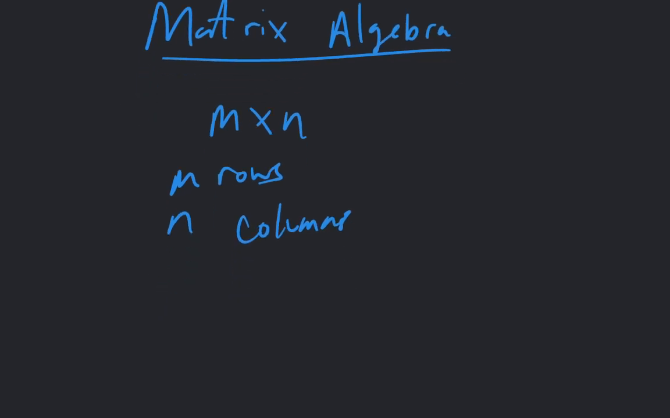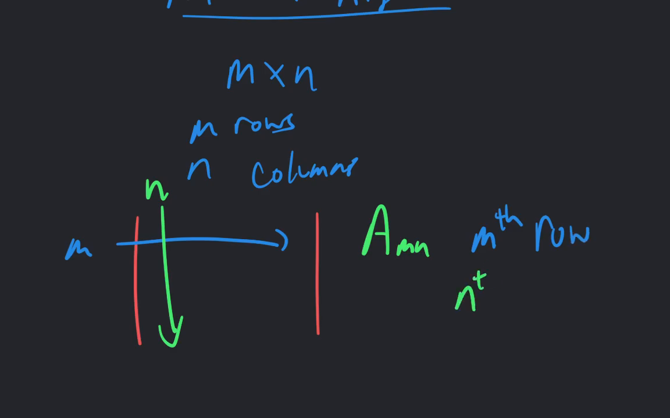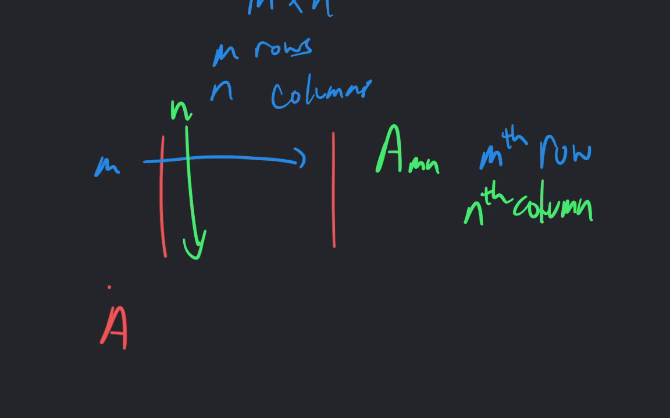Matrix algebra. A matrix has m rows, so m will be going this way, and it'll have n columns, n going that way. So A_mn will be the mth row and nth column. We can also have A as a composition of vectors.